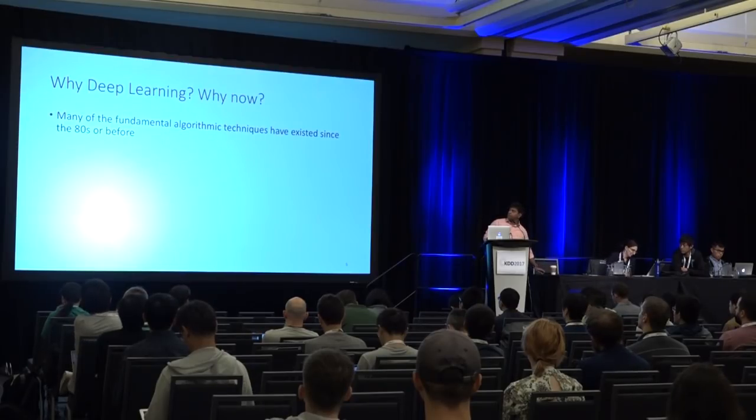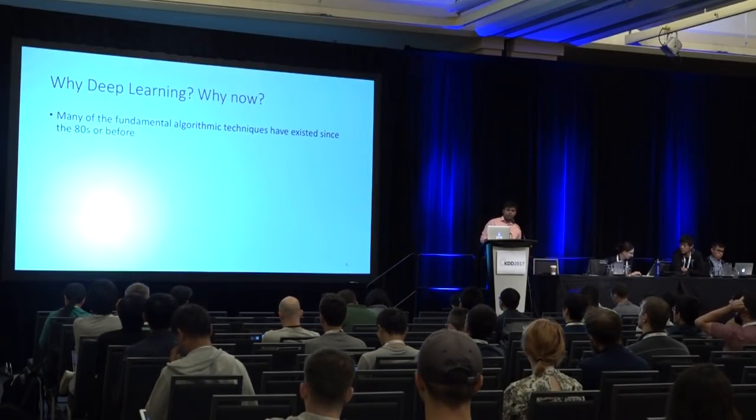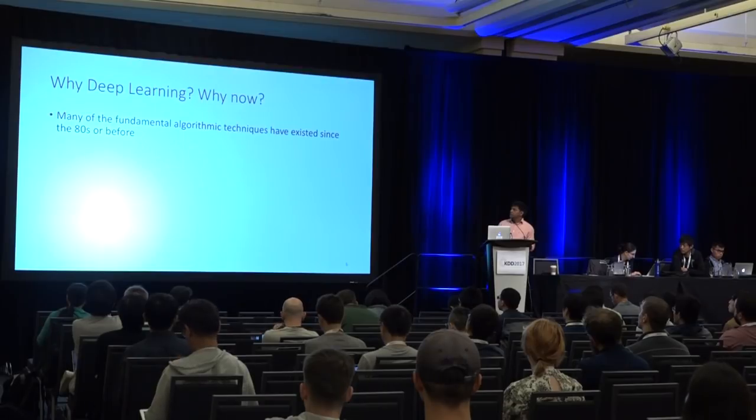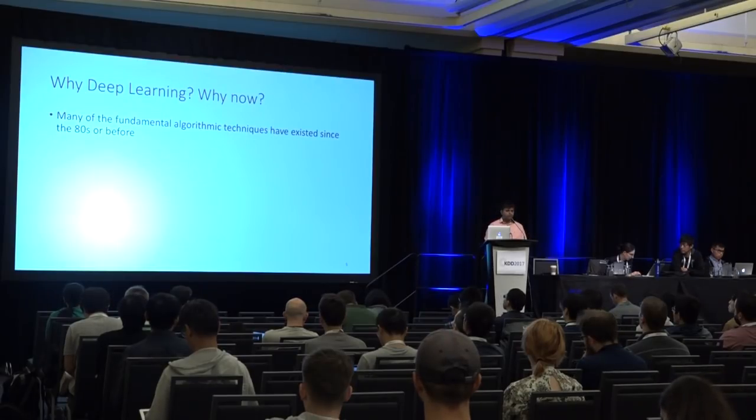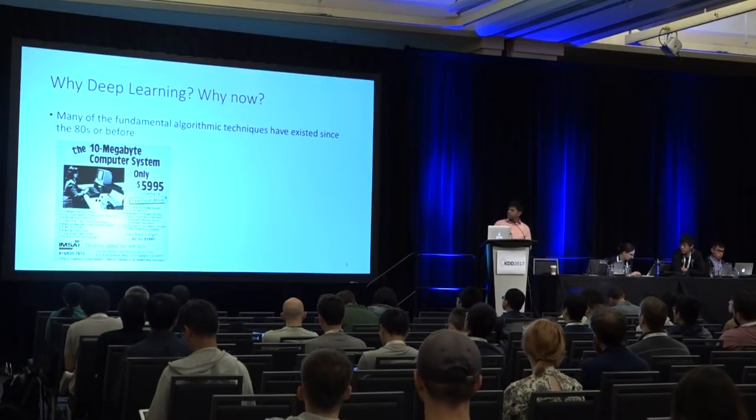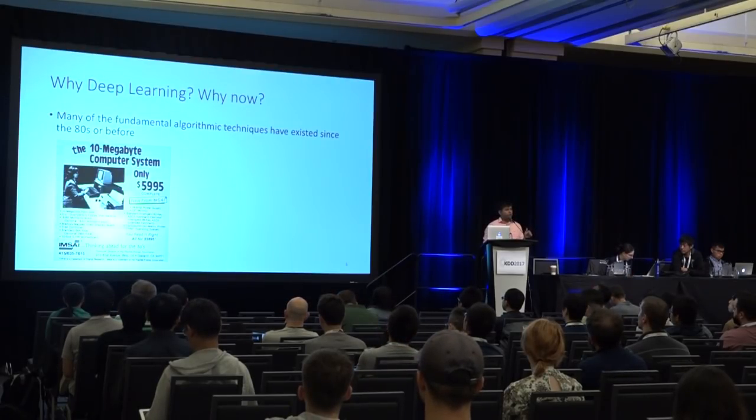Thank you. So why deep learning and why now, right? Many of the foundational ideas in deep learning have existed since the 80s or even before that. But why is it that we are doing deep learning right now? Deep learning actually requires two things. One is we need very high computation power. And the second thing is we need lots and lots of data. Why not in the 80s?